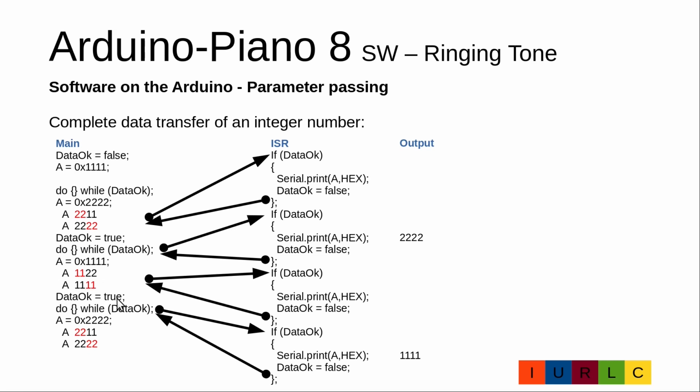Data OK is set to true and we are now in this while loop. The interrupt service routine is called. Now the if condition is true because data OK is true and we output the value 1111 and set data OK to false and leave the interrupt service routine. Now data OK is not any longer okay, we exit this while loop, and the new assignment A is 2222 begins, and now the whole story starts over again.